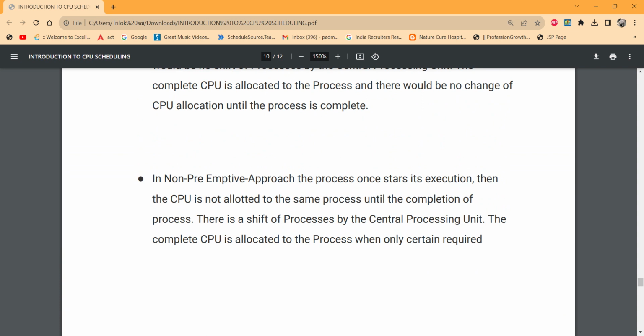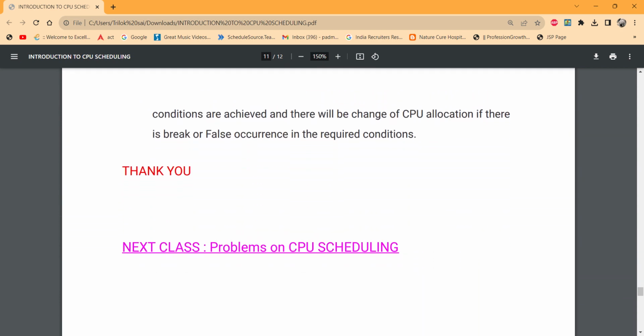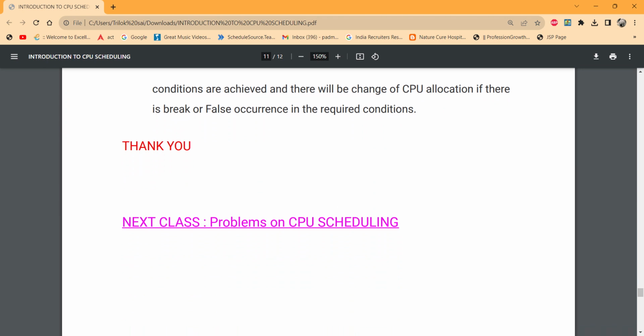Okay friends, these are some of the important CPU scheduling algorithms that you will be learning in operating systems. In the next class we will mainly see 2 to 3 problems on each of the CPU scheduling algorithms, based on which you will get clear clarity on how to calculate the turnaround time, the waiting time, and the burst time, along with how to represent the processes in the Gantt chart.